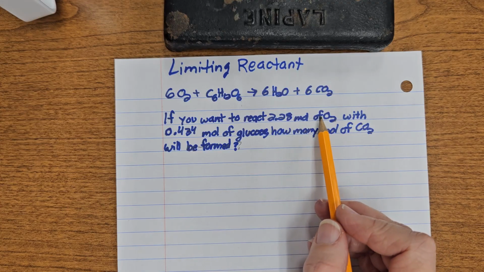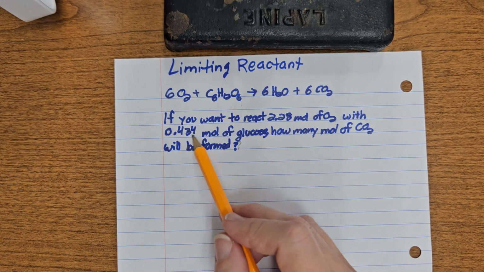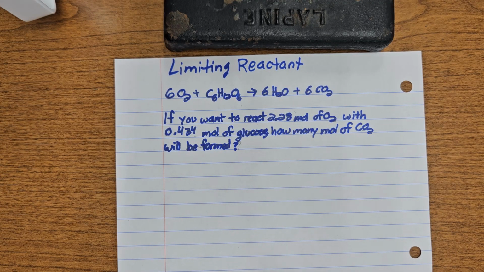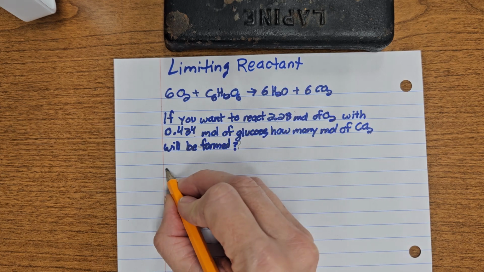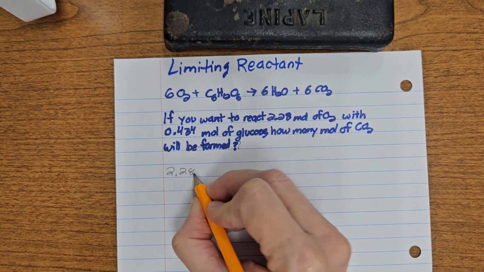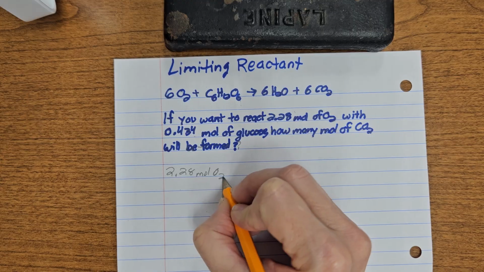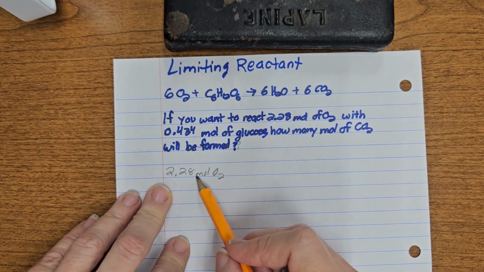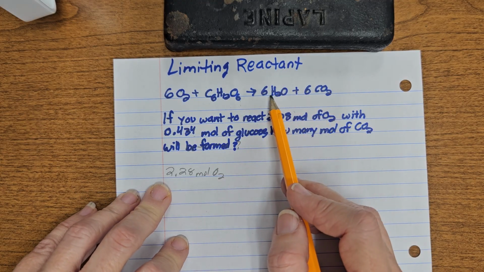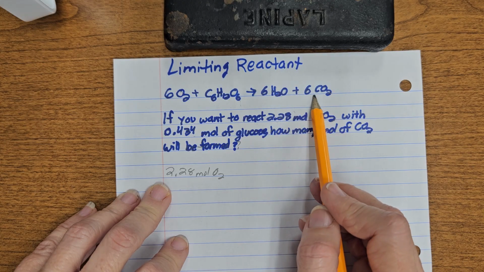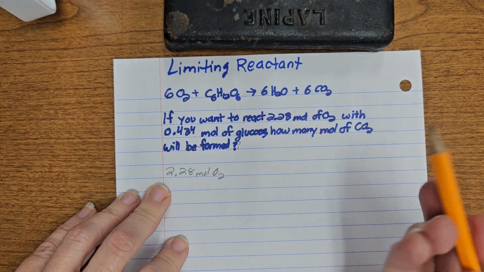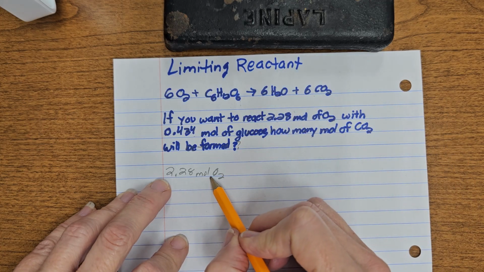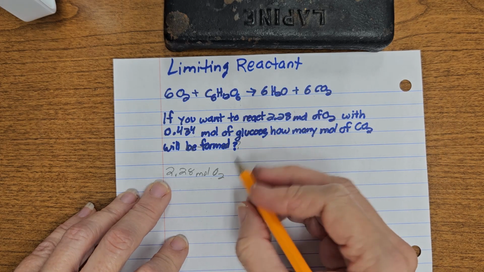So chances are we are going to run out of one of these two things first. So here's how we figure out which one we run out of first. I'm going to start out with oxygen. If I have 2.28 moles of oxygen, I want to find out how many moles of, I'm just going to pick one of my products. It doesn't really matter which one, so I'm going to pick water, okay? So if I have this many moles of oxygen, how many moles of water can I make?